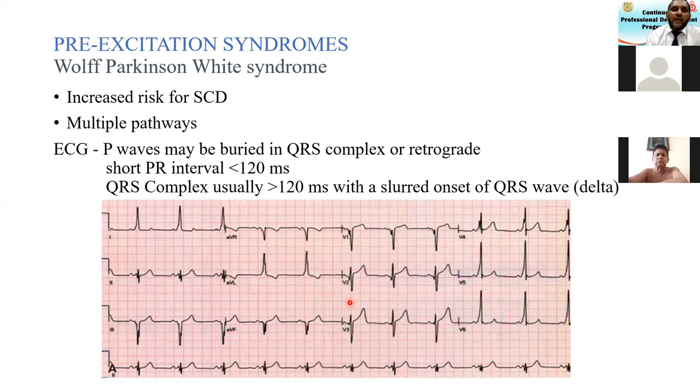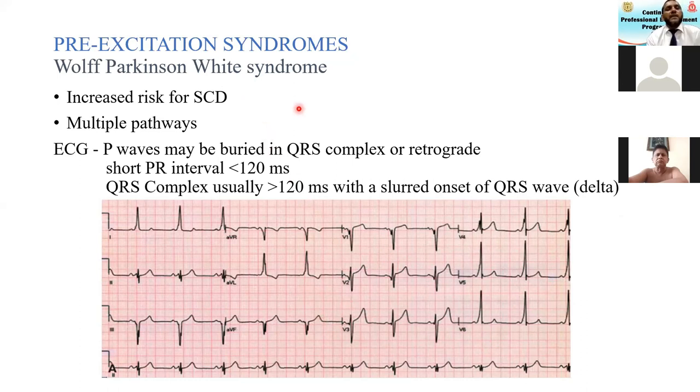When you come to Brugada, the treatment is like in all other conditions. In most of the channelopathies, the treatment is beta blockers, and it's a cardiac electrophysiologist intervention in conditions where an ICD may be necessary.